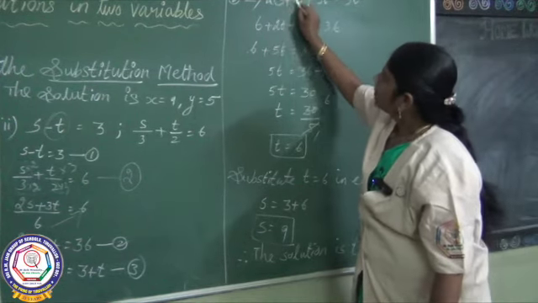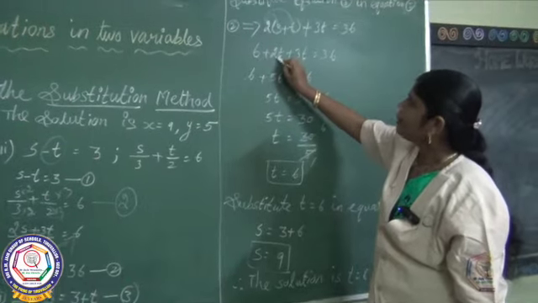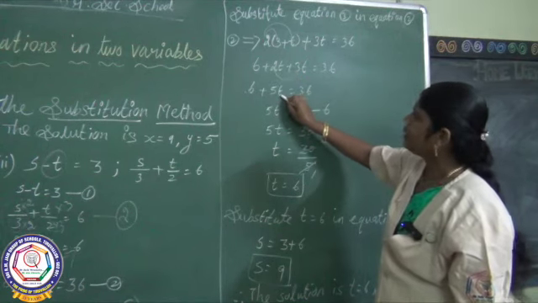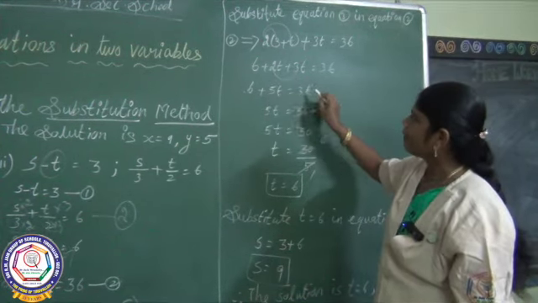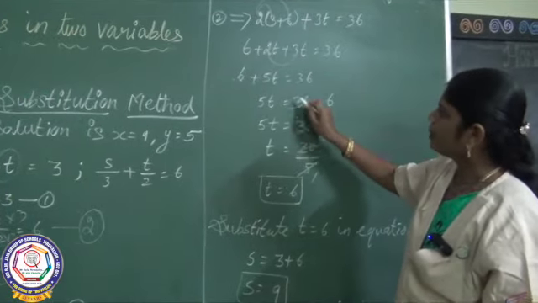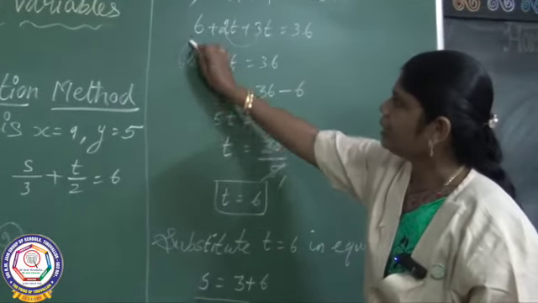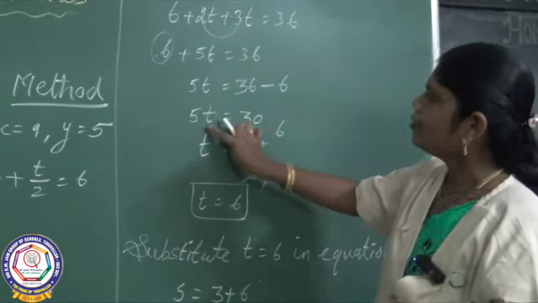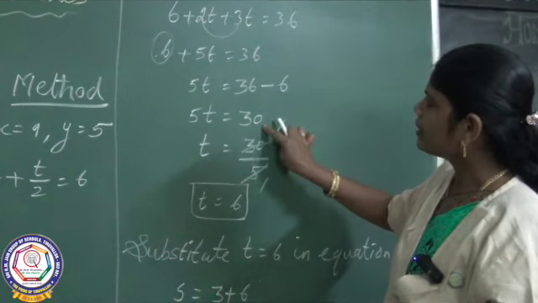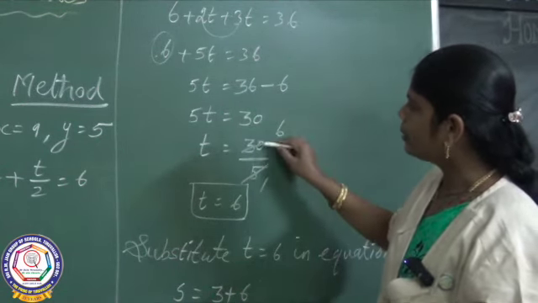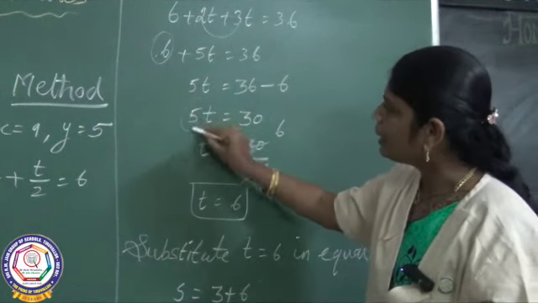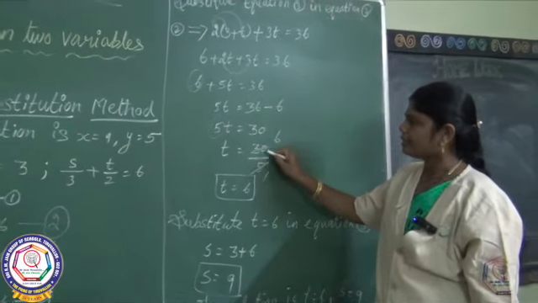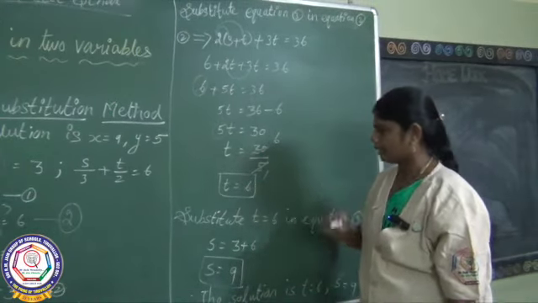Multiply this. 2 3s are 6. 2 into t, 2t plus 3t equal to 36. 2t plus 3t will get 5t. 6 plus 5t equal to 36. 5t equal to 36, the plus addition will change to the other side as minus. So plus 6 will change to minus 6. 5t equal to 36 minus 6 you get 30. So t equal to 30 divided by 5 because multiplication will change to division on the other side. 5 ones are 5, 5 sixes are 30. So t equal to 6.